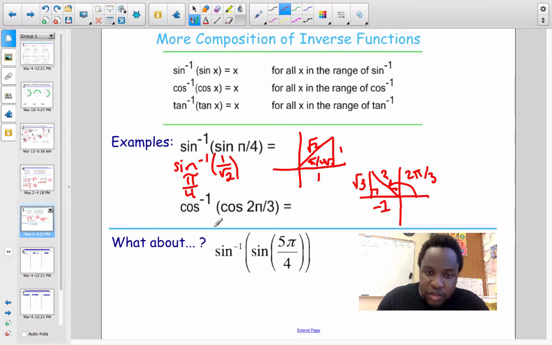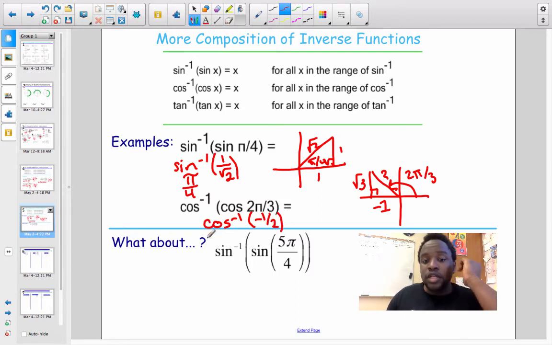So this is equal to inverse cosine of negative 1 over 2. Now, inverse cosine of negative 1 over 2, so what angle is there, or what theta is there, when the ratio of the adjacent over the hypotenuse is negative 1 over 2? In this case, it's still 2 pi over 3.